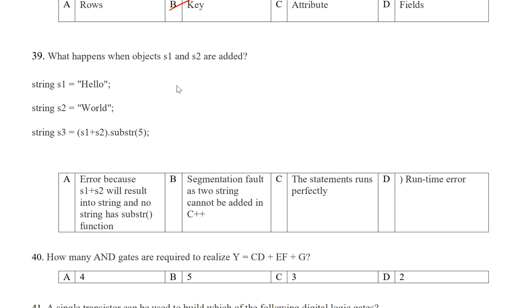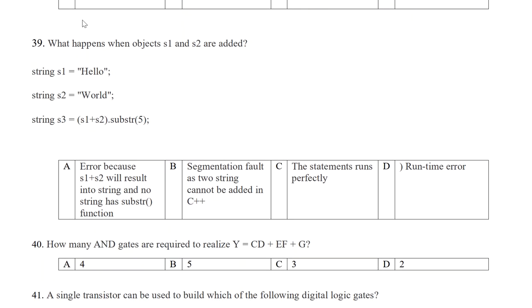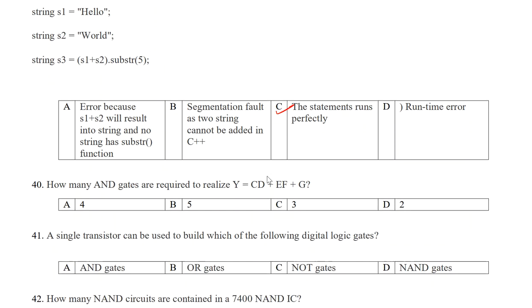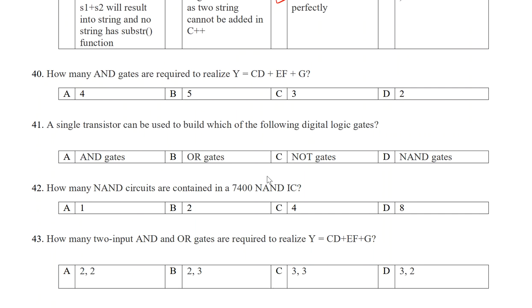Next one, 39th question here. String S1 is hello, string S2 is world. Now S3 is S1 plus S2. Now what happens when the objects S1 and S2 are added? When S1 and S2 are added, the statement runs perfectly. Okay. Next one, 40th question here. This same question was asked in the Grama Ward Sachivalayam 2019 examination paper. How many NAND gates are required to realize this function? So we require 2 NAND gates here. 2 NAND gates are there to realize this function.